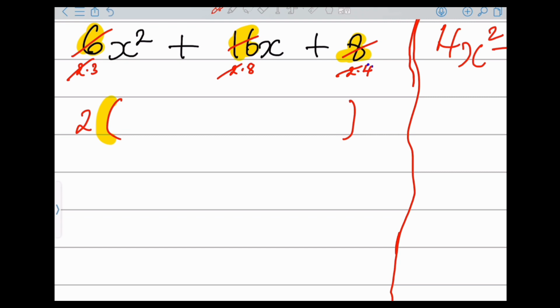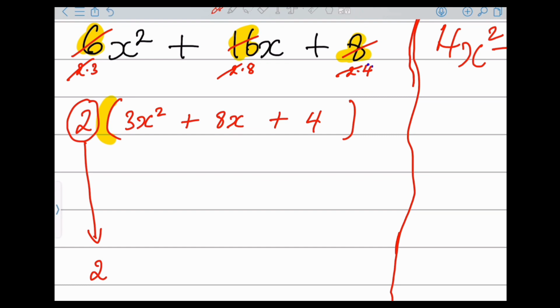We're going to factor out what? The GCF. So what are we left with? 3x squared plus 8x plus 4. Do you see the process? That's the process. And I always get the question, Mr. Coyote, the 2 that we factor out, what do we do with it? Guess what you do with this 2? You drop it like it's hot, parentheses, parentheses.